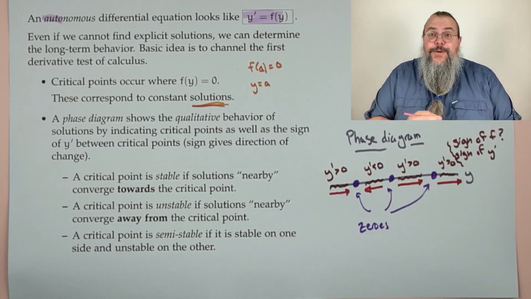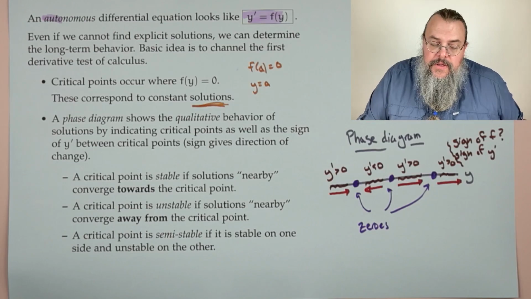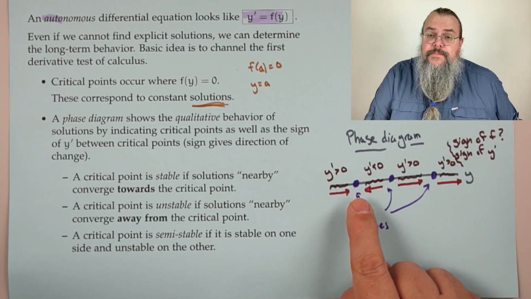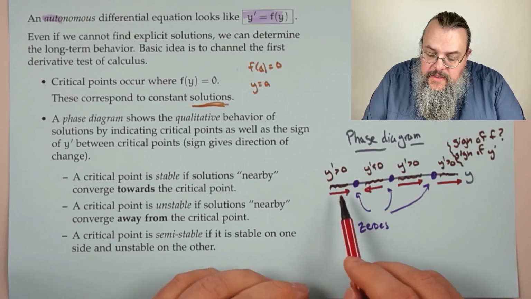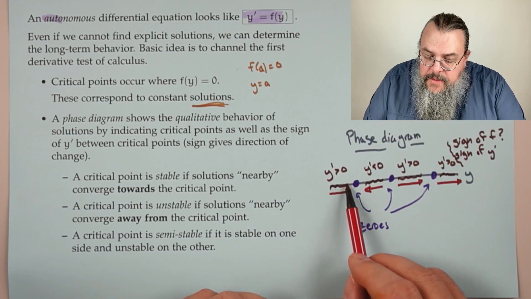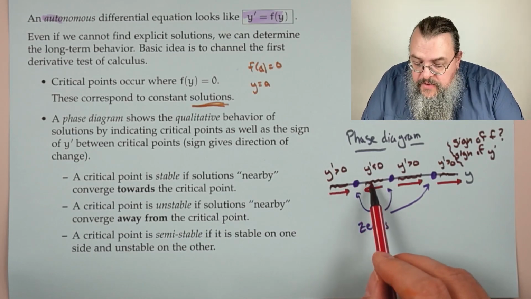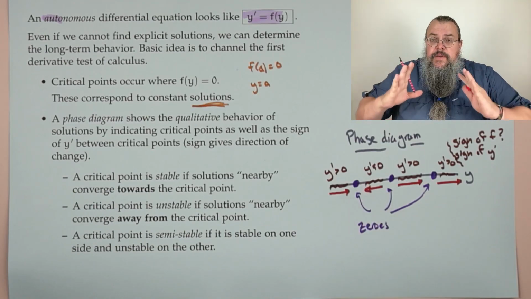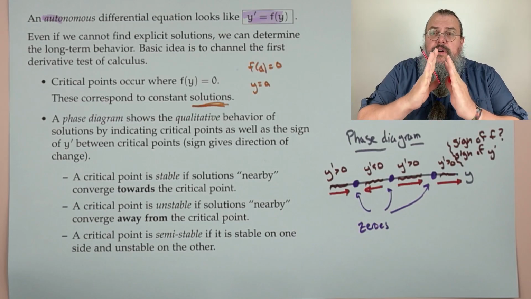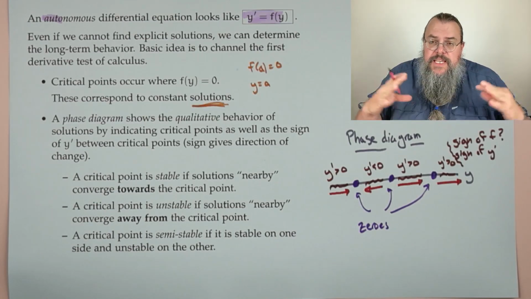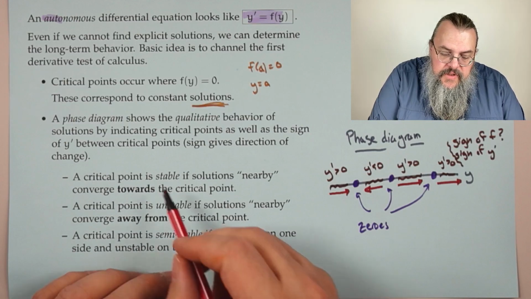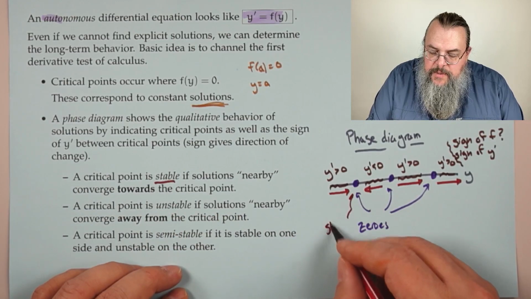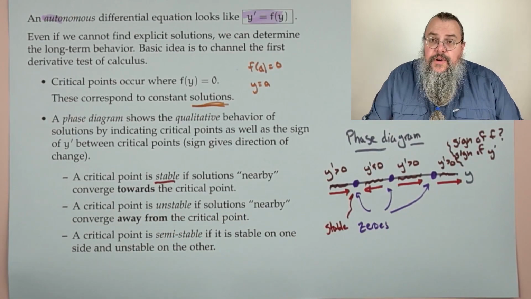Now, what do we have? Well, we have some behaviors. You'll notice at this point what's going on. If we start a little bit below that point, we're going to move up, going into that point. If I start a little bit above, I'm going to go down. Again, moving in. So in other words, if we're near that value for y, we want to move towards that value of y. And that is called stable. So this point here is a stable point, moving towards.